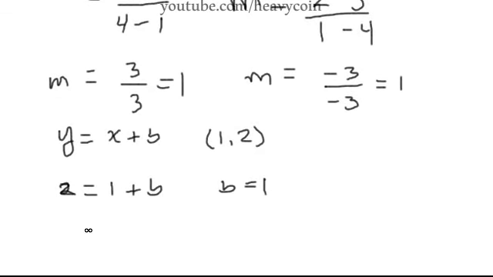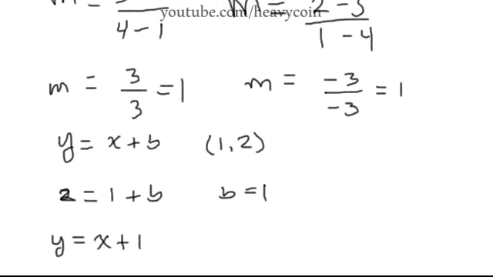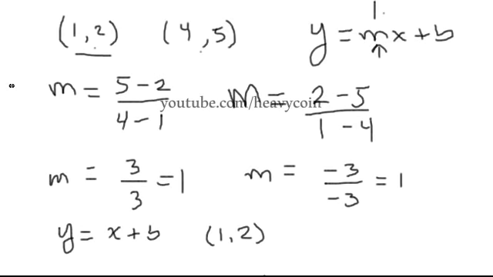So now that we know what b is, we can go ahead and write out our equation. It was y is equal to, m was 1, so we don't need to write that, and it's x plus 1. Now here's something that I haven't done yet, and that is, let's check this. Okay, let's check it. So remember what our points, it was 1 and 2 and 4 and 5.